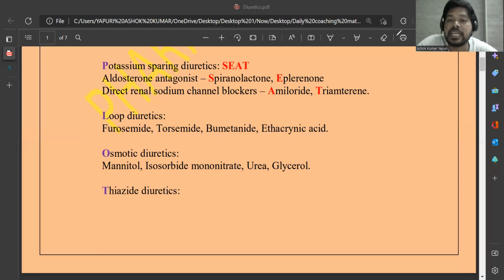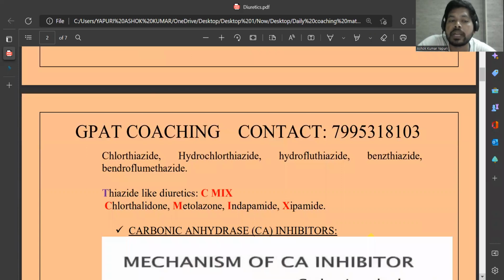Next, thiazide diuretics. So what are these thiazide diuretics? There are a number of examples. These are also a type of diuretics, like chlorothiazide, hydrochlorothiazide, hydroflumethiazide, benzthiazide, bendroflumethiazide. Next is thiazide-like diuretics.